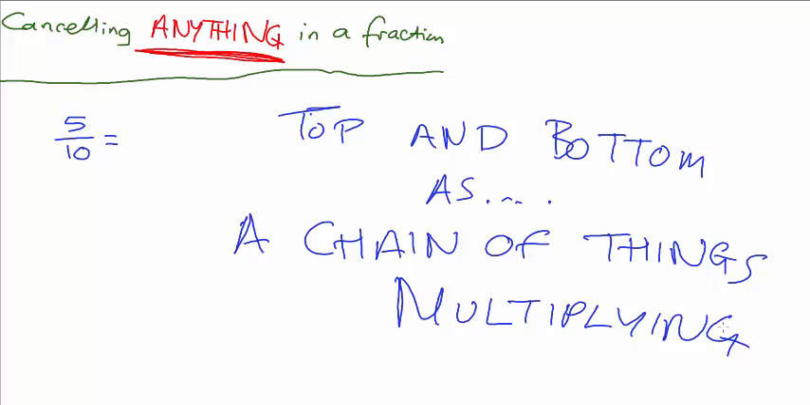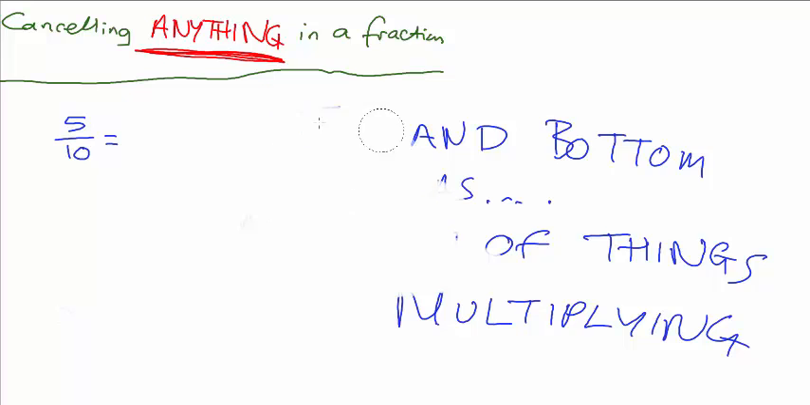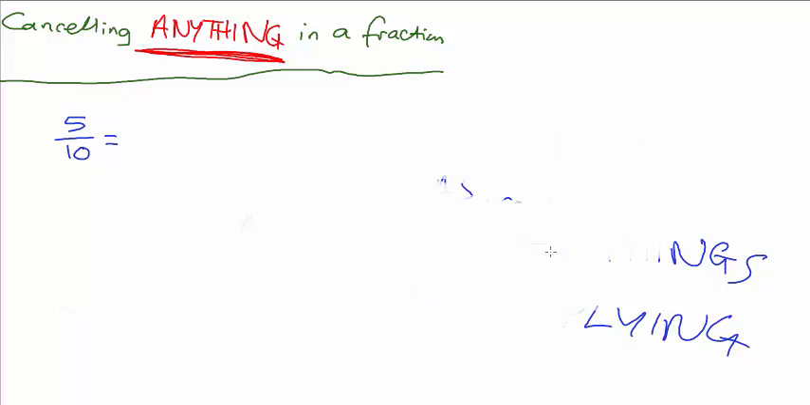Let's take a step back. Let's take a breath. I want you to remember this. If you want to cancel something from the top and bottom of any fraction, remember the fraction can look like this. This is a fraction. You have to first write the top and bottom as a chain of things multiplying. So huge. I know you're like, all right, get on with it. Top and bottom first have to be a chain of things multiplying.